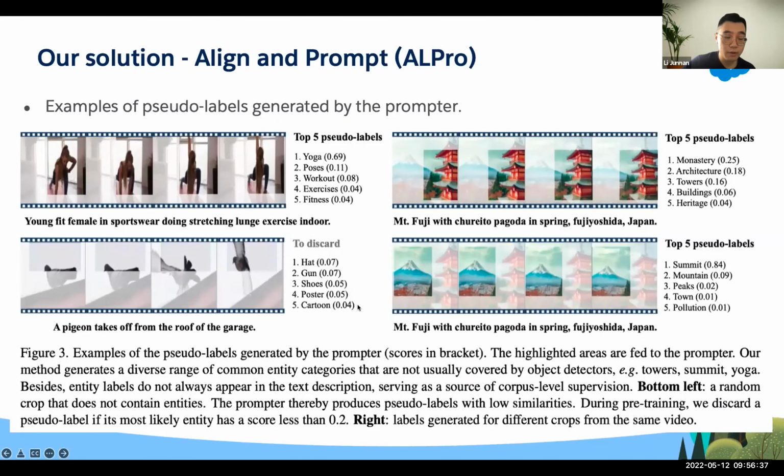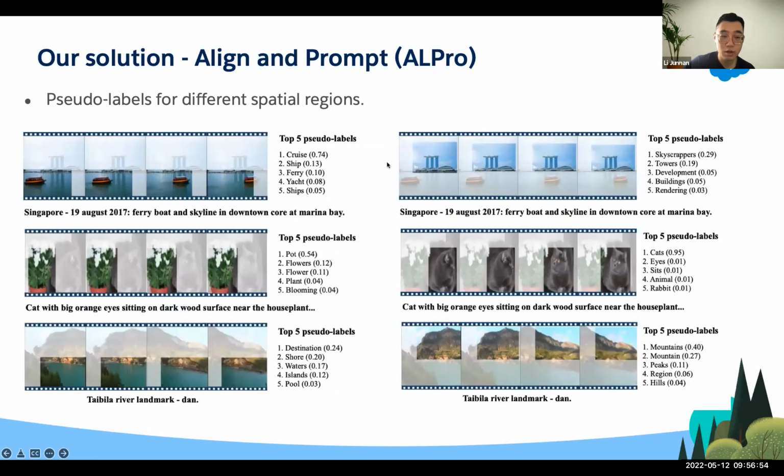And to show some examples, because of this prompter module, now we can generate pseudo labels for random regions in a video. For example, we can mask out different regions in the same image, or the same video, and it can give us different pseudo labels. For example, here we mask out this image from Singapore, and if we mask out the bottom region, the pseudo label will be cruise and ship, and if we mask the top region, the pseudo label will be skyscrapers, etc.